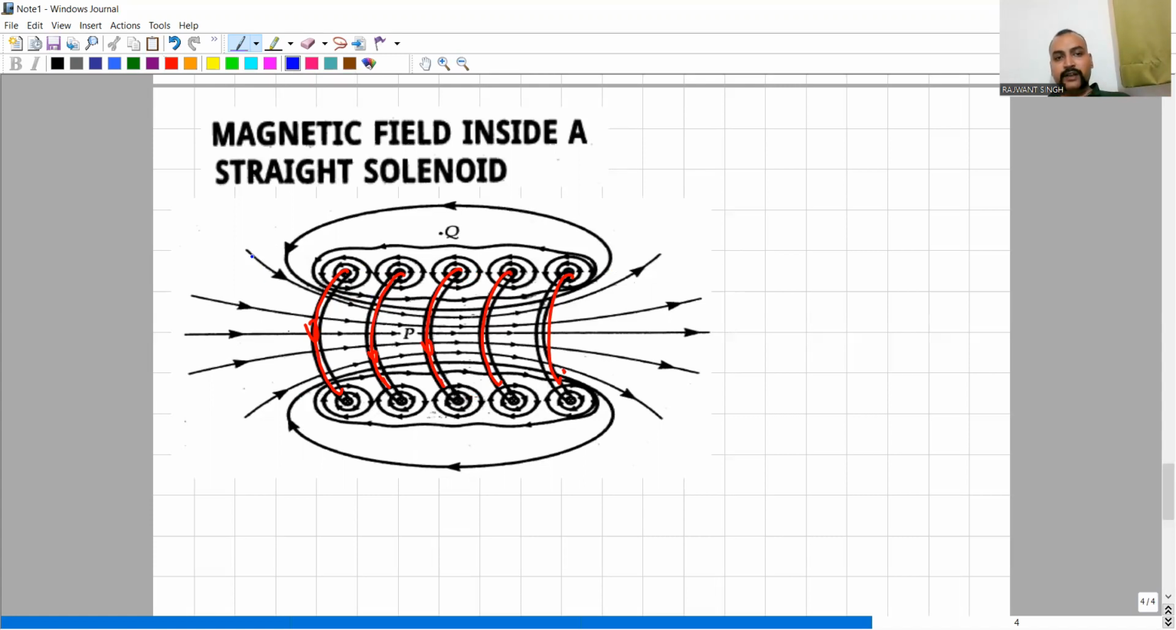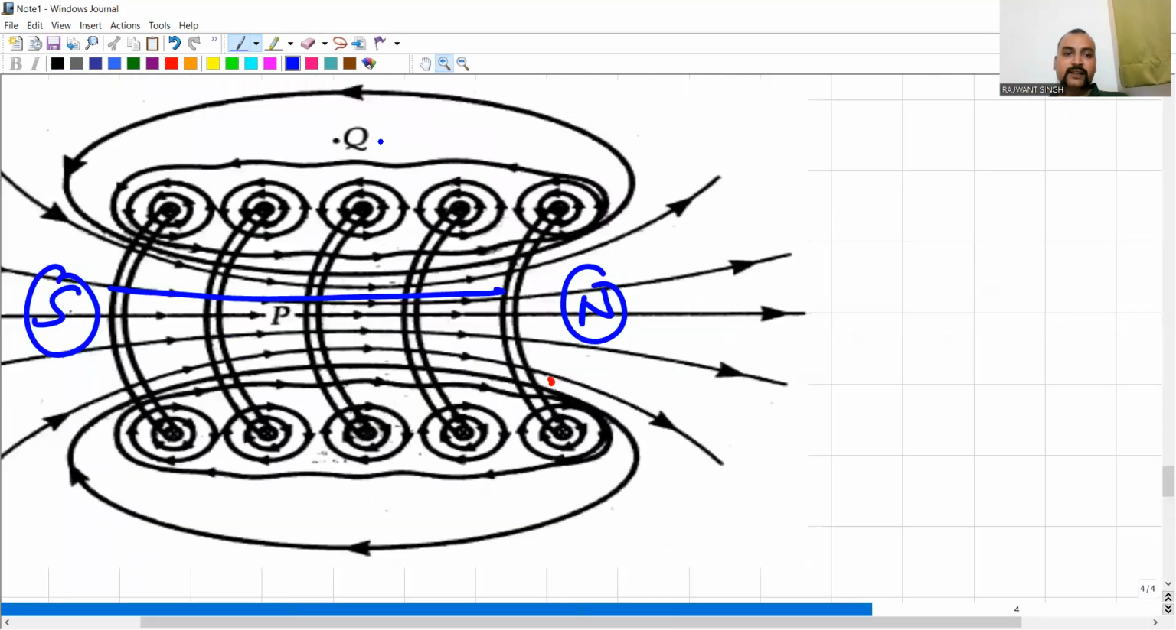Now the direction of the magnetic field is from here. You can see this is the direction of the magnetic field. So this is our north end, and this is our south end. The magnetic field outside this solenoid is moving from the north to the south, and inside the solenoid it is moving from the south to the north. It is a very basic NCERT level concept that magnetic field lines move from north to south outside the magnet, but from south to north inside the magnet.